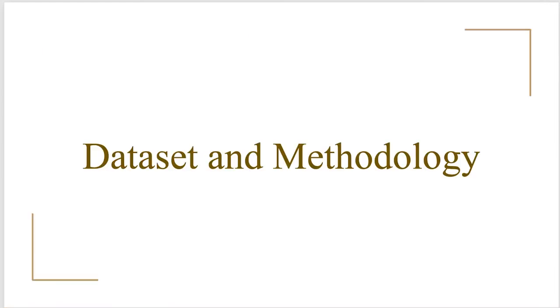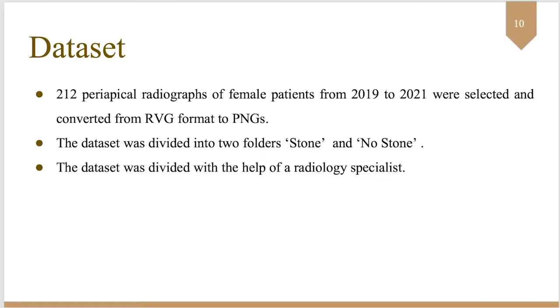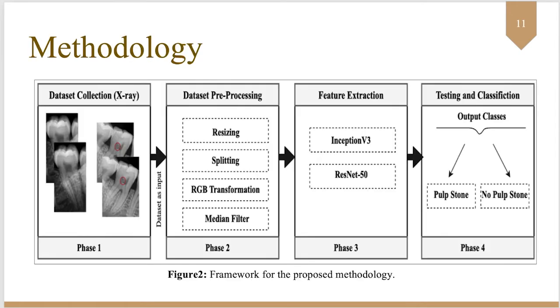Our dataset and methodology. Our dataset contained 212 periapical radiographs of female patients from 2019 to 2021. They were selected and converted from RVG format to PNGs. The dataset was divided into two folders, stone and no-stone images. The dataset was divided with the help of radiograph specialists. Figure 2 represents a framework for the proposed methodology.